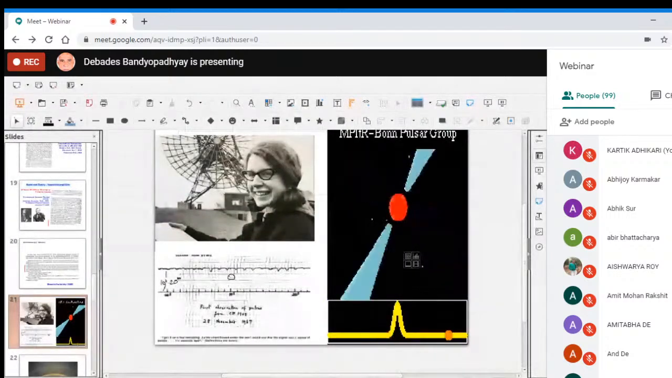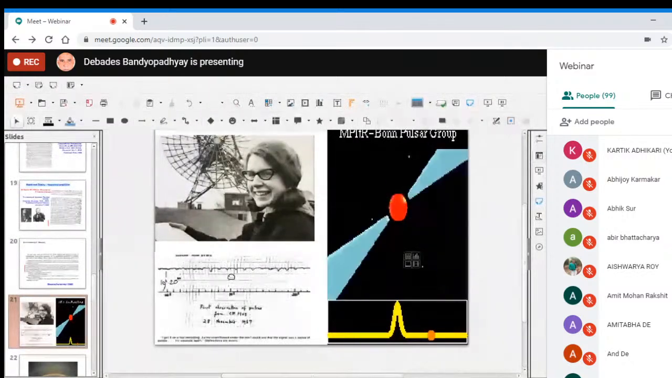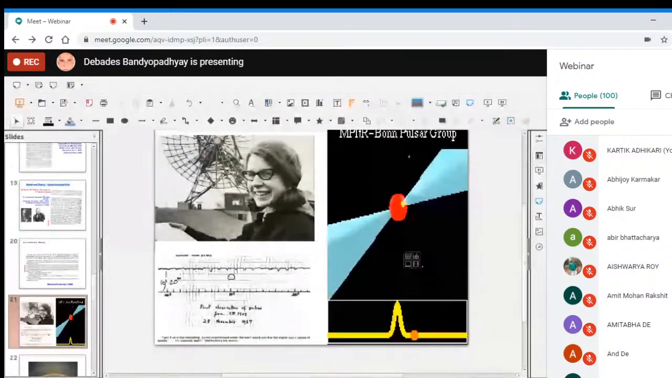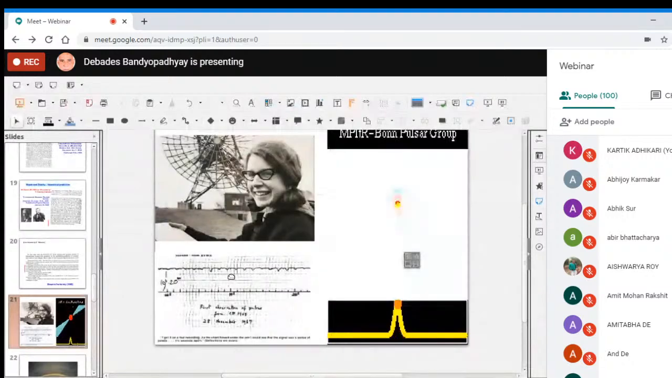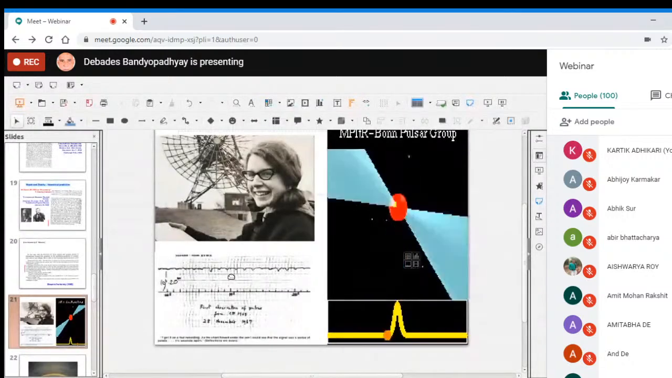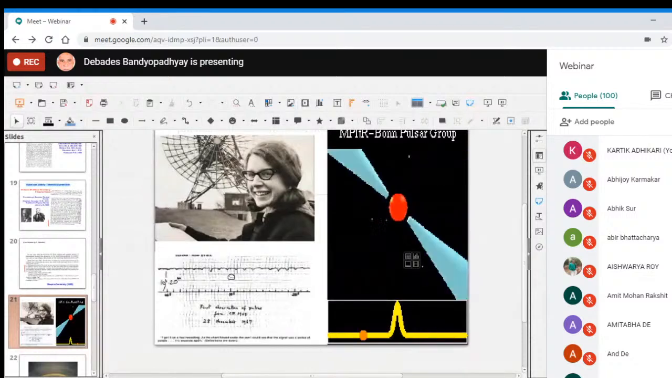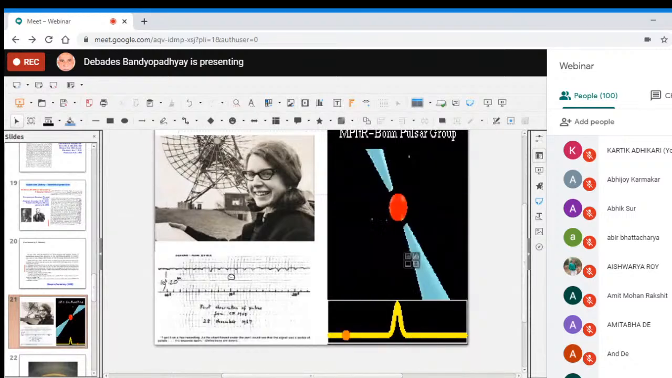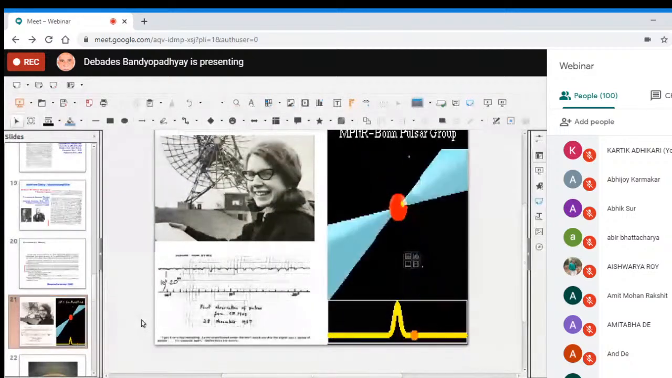And the unfortunate thing is that her supervisor, Anthony Hewish, got the Nobel Prize, but she did not. But she was very humble to say that I was just a graduate student, so there is no way a graduate student could be given a Nobel Prize. But nowadays, when graphene was discovered, we know that a postdoc was given a Nobel Prize. So that is not the thing. Maybe it is more than that.